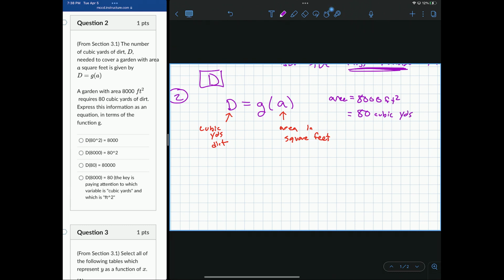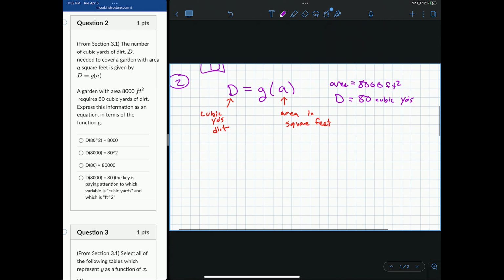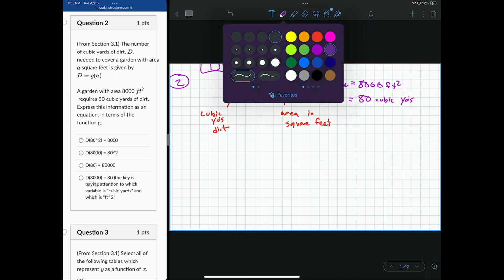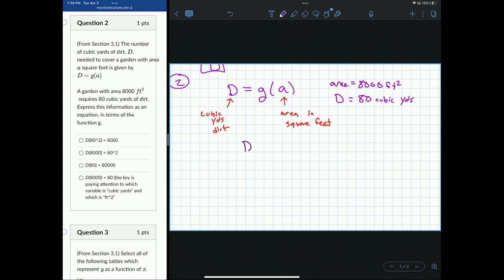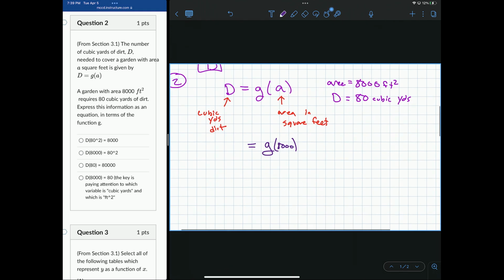Well, if area is the 8,000, then the 80 cubic yards must be the D, the dirt, right? So all they want you to do is just put the numbers in the right place. So you've got G of something equals something. Inside of the G, you put the A. The A is 8,000. On the other side of the equal sign, you put the D, the cubic yards of dirt. D is 80. So this is what you're looking for.